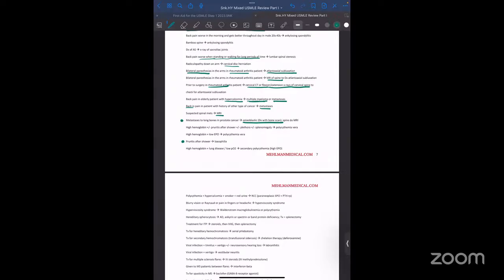High hemoglobin plus lung disease with low PO2, secondary polycythemia because of high EPO. So this low PO2 will stimulate the kidneys to produce more and more EPO. That will lead to secondary polycythemia. Okay.